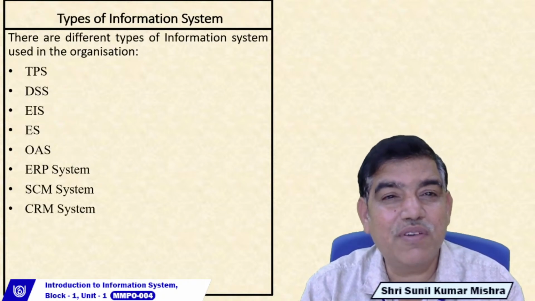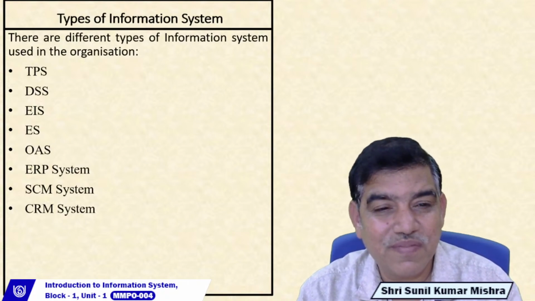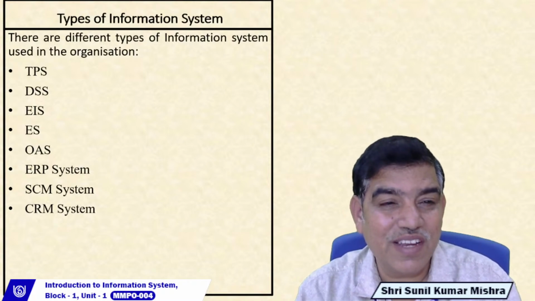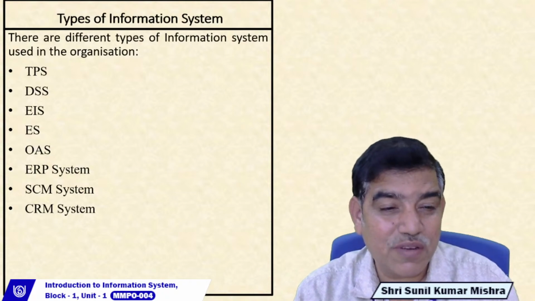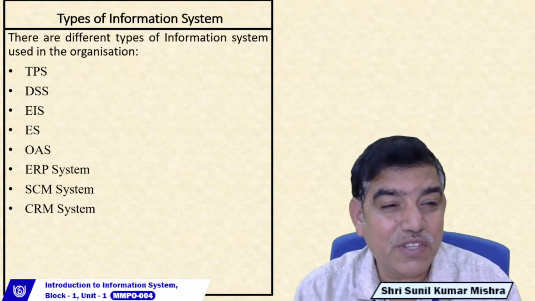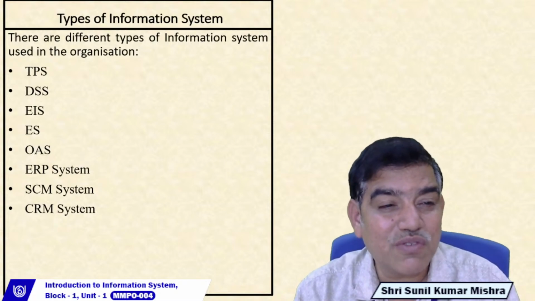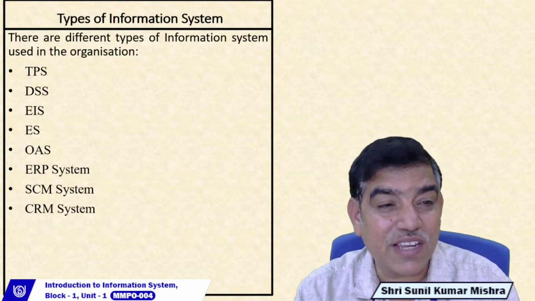Then types of information system. As we know about the types of information: internal information and external information. Internal information means information inside the organization, generated by the information system developed by the organization. External information means the information we collect from an external source, which is helpful for strategic planning and strategic decisions.